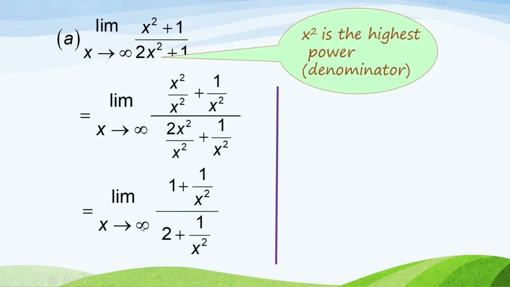And when we substitute infinity in this limit, we get 1 plus 0 over 2 plus 0. So the answer is 1 over 2.